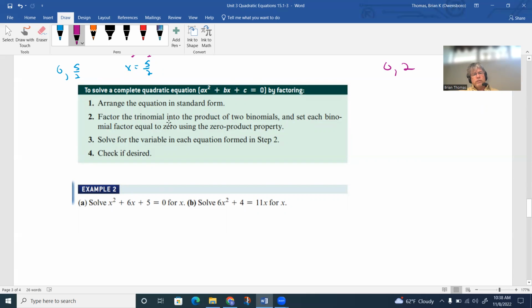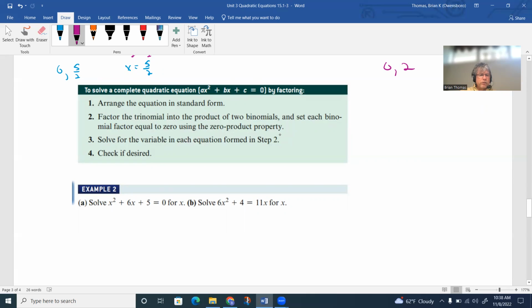From there, what we want to do is factor the trinomial into a product of binomials. So we want to factor it into two binomials. And then we want to set each binomial factor equal to 0 and apply the zero product property. So we're going to solve each one of those little equations that we found in step 2. And then we want to check if desired.